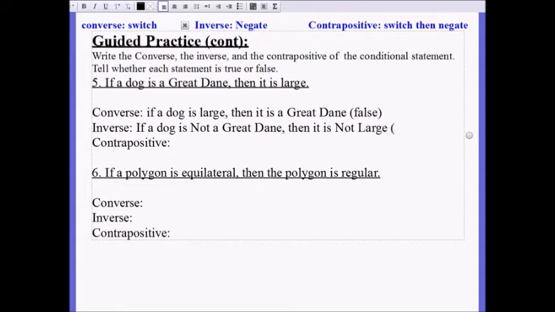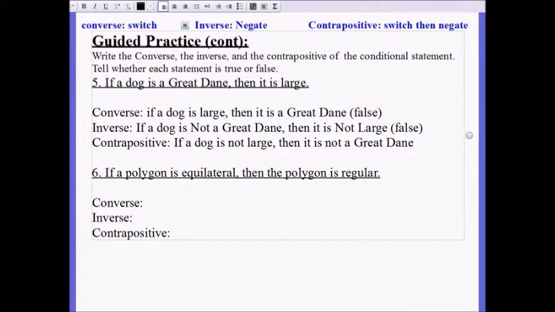Okay. And again, like I said, poodles can be large, Dalmatians can be large, I guess terriers are large. So this statement is not necessarily true because a dog doesn't have to be a Great Dane for it not to be large. So this is false. In the contrapositive, remember, this is when we switch and then negate. So if a dog is not large, okay, then it is not a Great Dane.